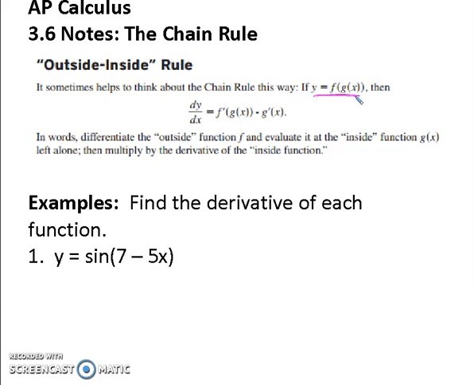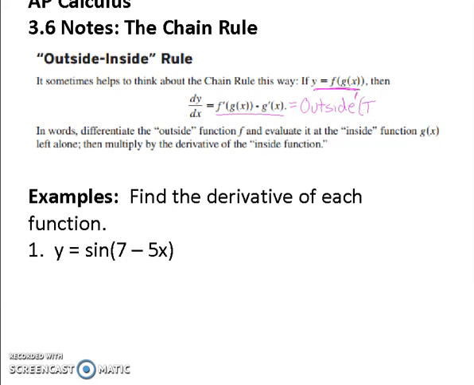We're going to look at some examples here in a second so you'll understand more of what I'm talking about when I say that. So the derivative using the chain rule for a composition function is f prime of g of x times g prime of x. Or if you think of it in words, it would be the derivative of the outside function with the inside left alone.